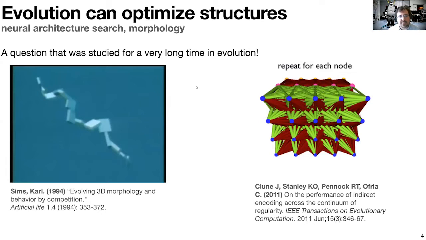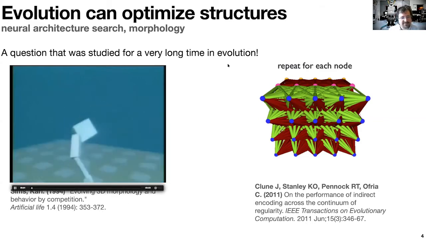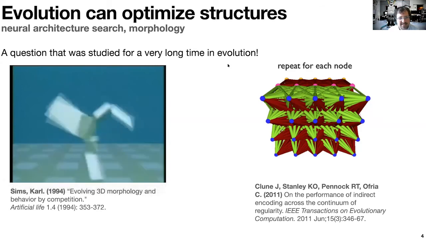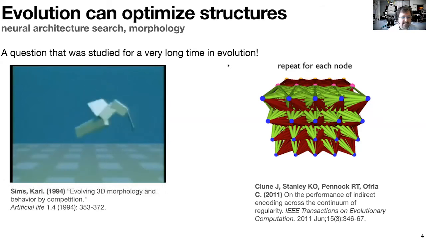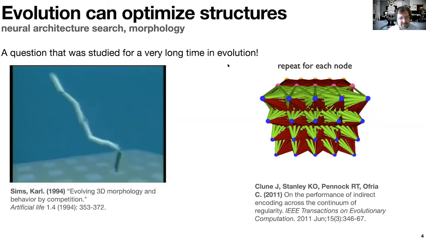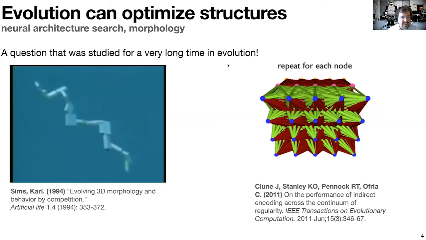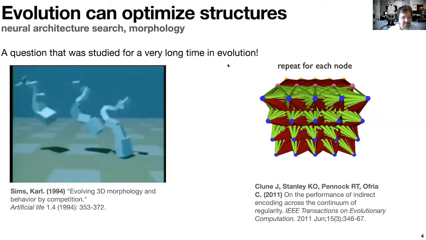So that means we can, and we have been doing for a long time in this community, what we can call neural architecture search. So trying to evolve the topology of neural networks. We also have been evolving morphology. So this is maybe one of the most famous videos of evolution. It's more than 25 years old now. And in that case, it's a video by Karl Sims.